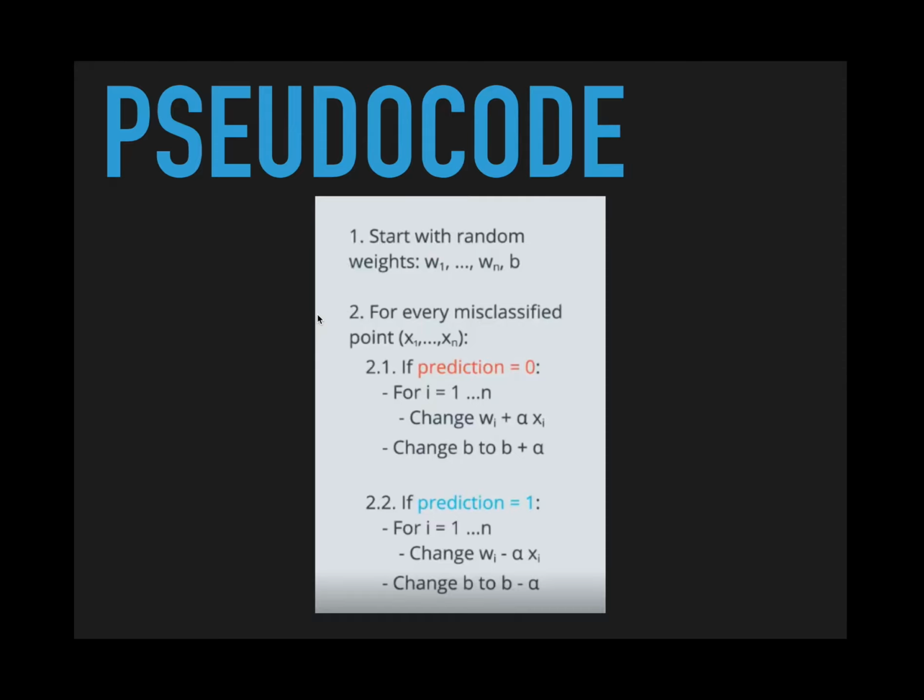Now let us look at pseudocode applying that trick. We will start with some random weights, W1, W2, W3 up to Wn, and a bias. For every misclassified point, if the prediction is 0 but actually it was 1, we will add some value to the weights and the bias as seen in the trick. If it is 1, we will reduce it.